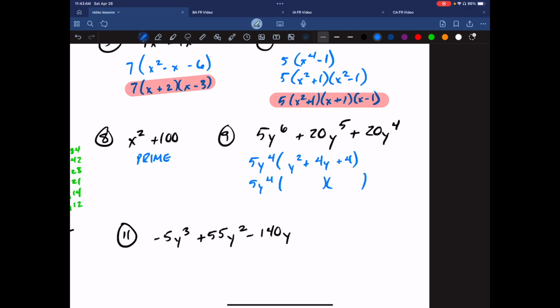So let's see. It's going to be y and y, plus, plus. So I can do 2 and 2. And because that's y plus 2 twice, I can condense it further and say 5y to the 4th times y plus 2 all squared.